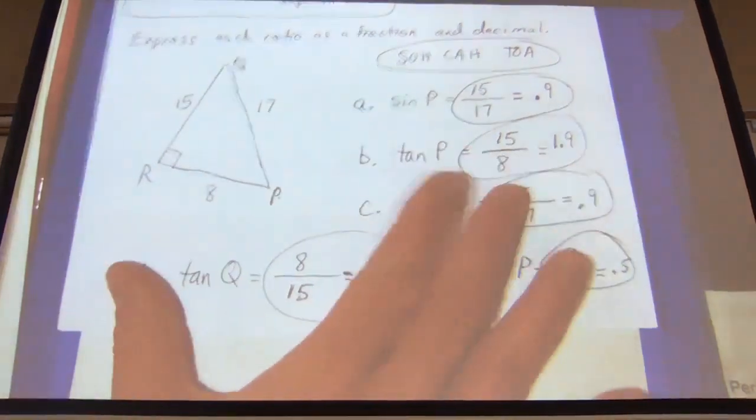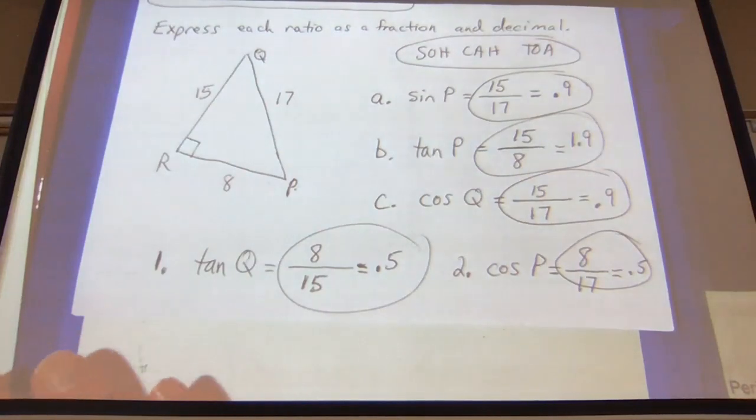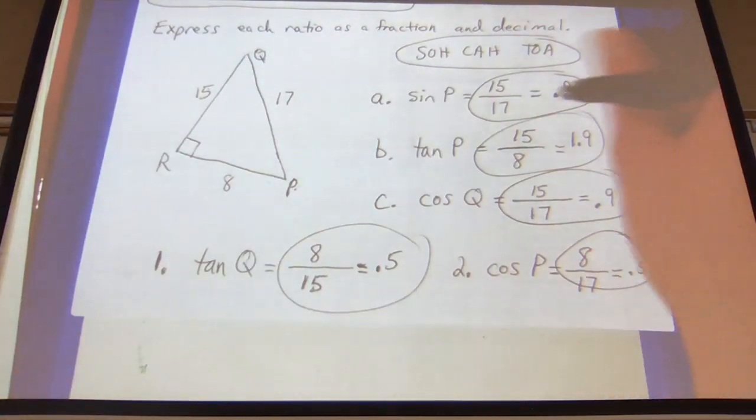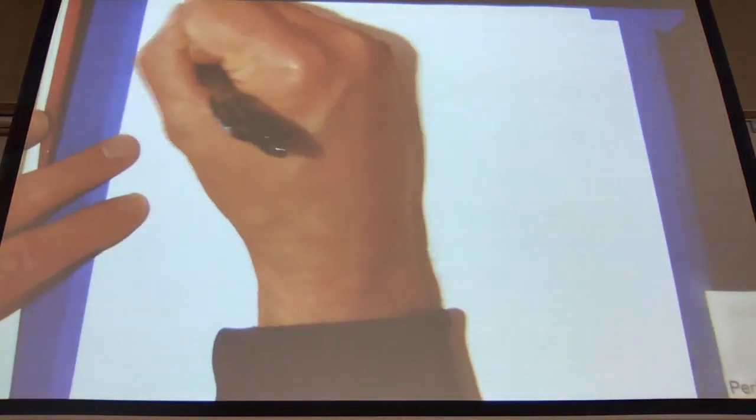Okay, this is the first thing they're going to have you do with it. Just identify what the sine, cosine, and tangent are. Now, the reason we use sine, cosine, and tangent is so we can find missing parts on a right triangle. That's where we're going to go next. Directions are just going to tell us to find x.